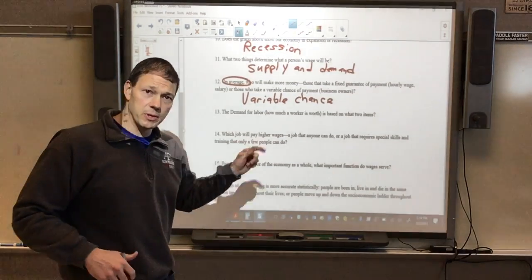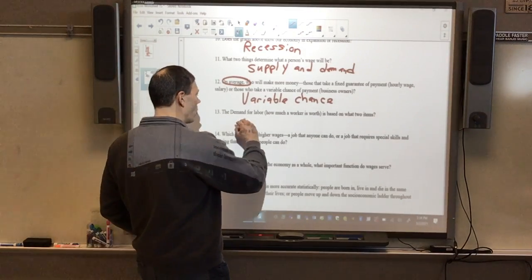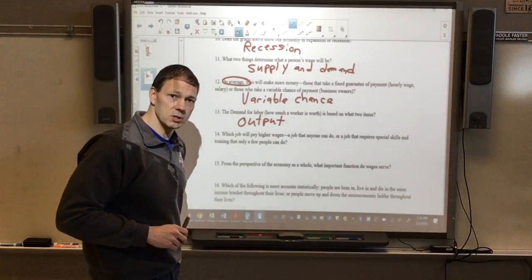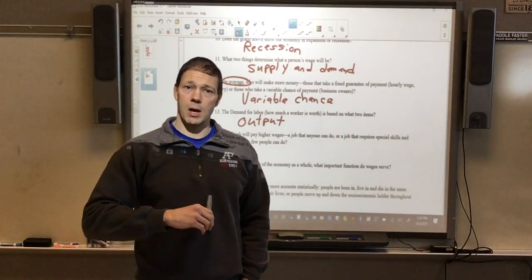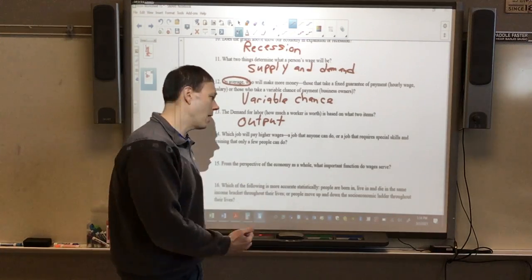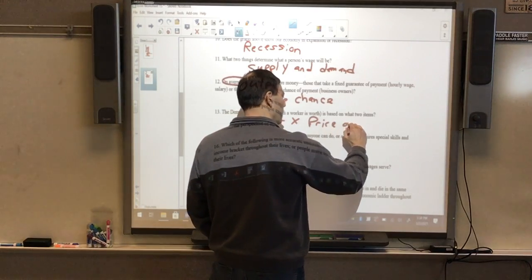All right, demand for labor. This is important. Number 13, based on what 2 items? Based on output. In other words, how much a worker can produce. If you remember the worksheet, we talked about pizzas and computers and things like that. So how many pizzas can you make? That's your output, times the price of the output.